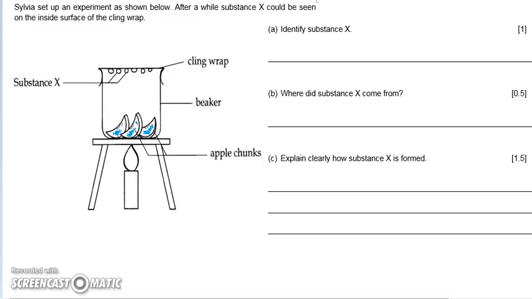All right, so see this setup made by Sylvia. After a while, substance X can be seen on the inside surface of the cling wrap. You see apple chunks here, and the apple chunks are heated by this flame, a source of heat, and substance X appeared. Now this setup must surely look familiar to you. Usually you would have water here instead of apple chunks, all right?